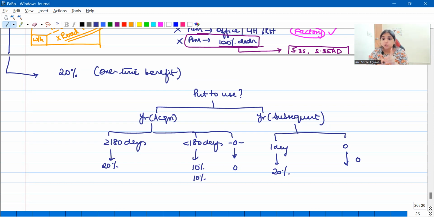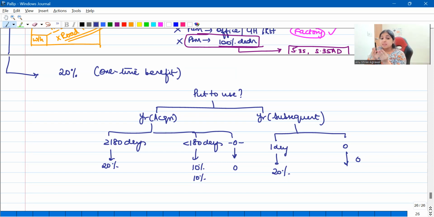If you're putting the asset to use for the first time in the year of acquisition itself, there I will bother about the 180 days criteria. Did you put the asset to use for at least 180 days? If yes, I will give you full 20% additional depreciation now itself. But if you put the asset to use for less than 180 days, then I'll give you only 10% now. Balance 10% I will give you in the next year. But if you did not even use this asset in the year of acquisition, then I will not give you any additional depreciation at all.